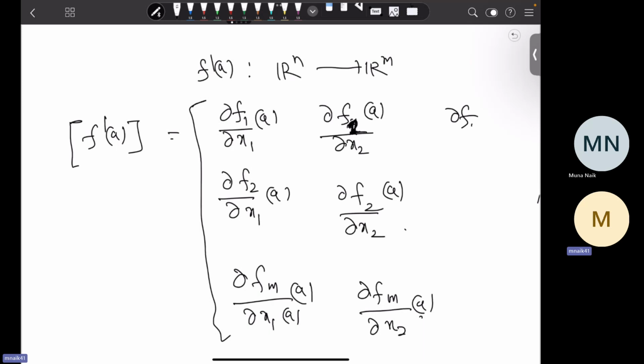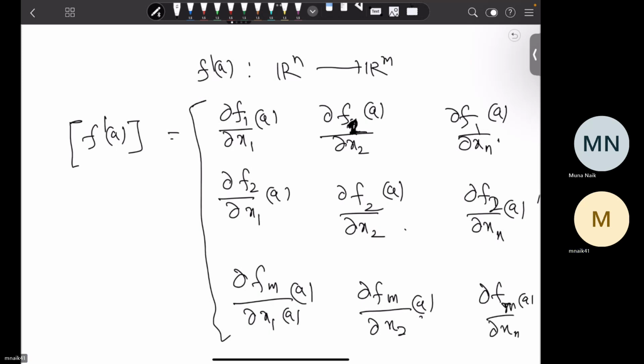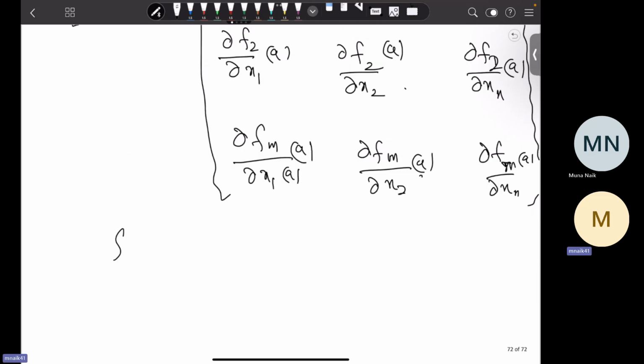Sorry, this is the last, again I am confused. So del F1 A by del Xn A, similarly del F2 by del Xn A, down to del Fm by del Xn A. So what that means is that the matrix representation of F prime A is nothing but del Fi by del Xj.